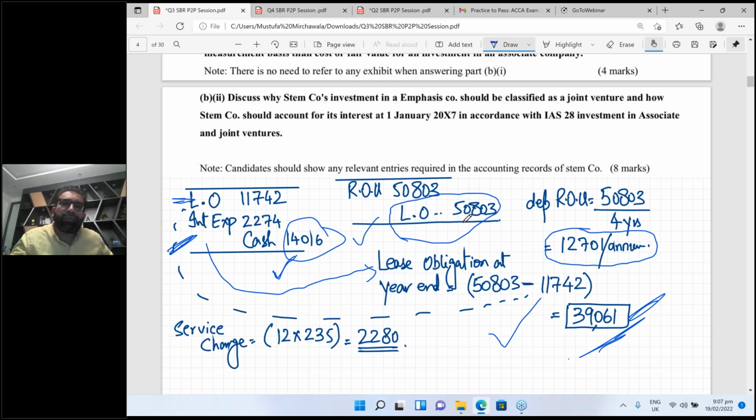Either you can do 50803 less 11742, and you will get the year-end liability immediately, or you can do 50803 less 14016 plus 2274. My respected student, these two strategies are the same. The wordings we use may be different, but these two are the same thing. You can use any wordings.